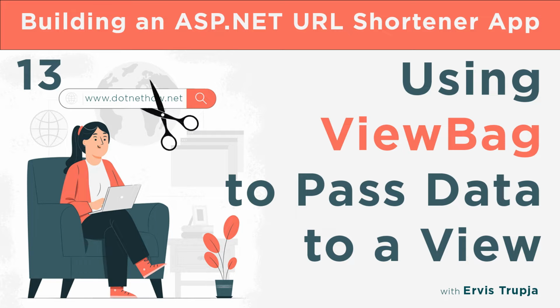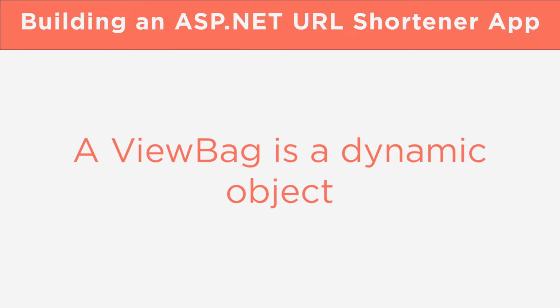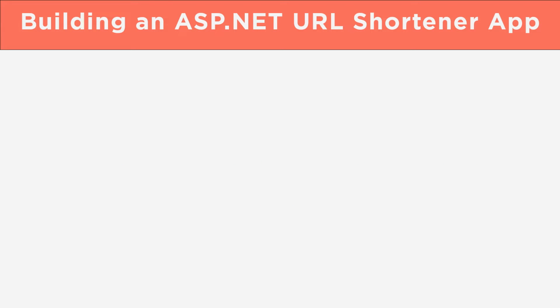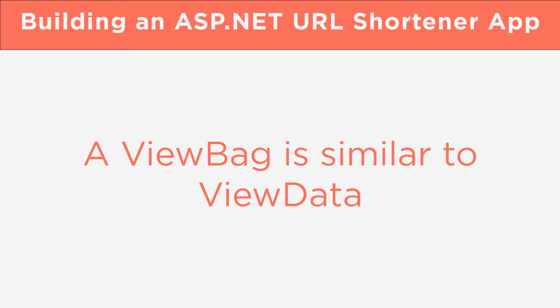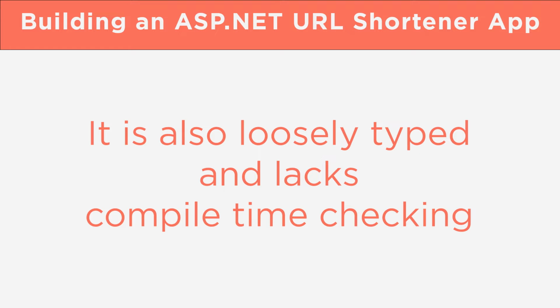A ViewBag in ASP.NET MVC is a dynamic object, meaning that it allows you to add properties to it on the fly. Unlike traditional objects where properties are statically defined, properties of ViewBag can be defined and initialized dynamically at runtime. ViewBag is similar to ViewData, and it's also loosely typed and lacks compile time checking. Like ViewData, ViewBag is used to pass data from a controller to a view.